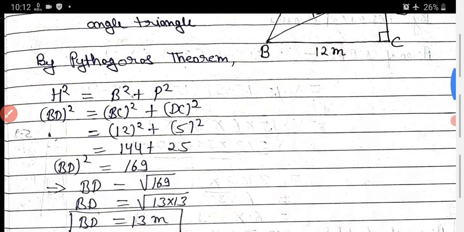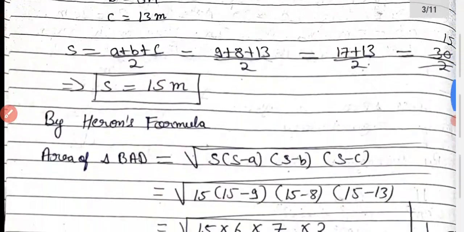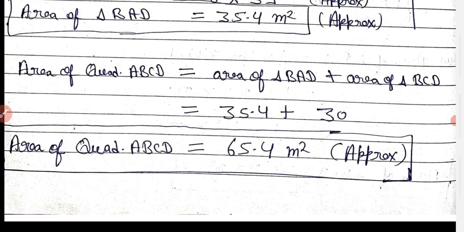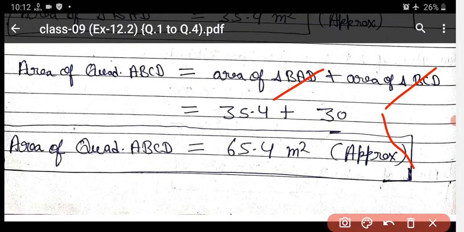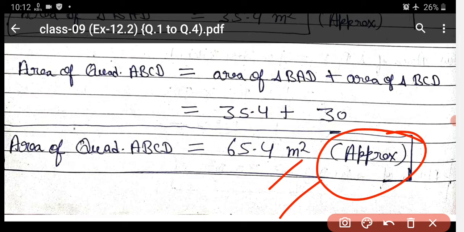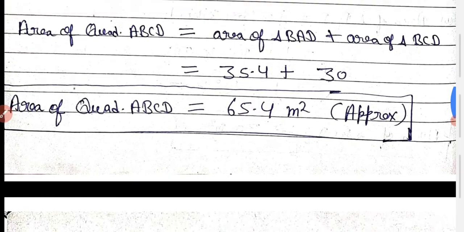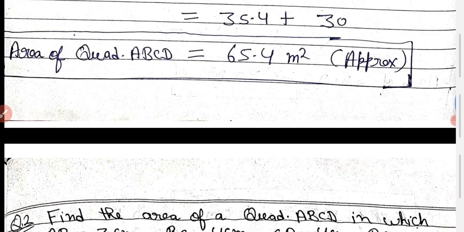So you have to write here: area of quadrilateral ABCD is equal to area of the triangle BAD plus area of the triangle BCD. Just put the values of BAD and BCD. You will get 65.4 meter square. Just write approx, because the value of under root 35 you put here is approximate. Approx means nearby value. So your answer is about 65.4 meter square for the required quadrilateral.